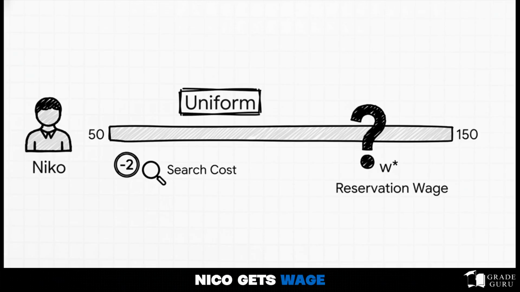So Nico gets wage offers that are spread out evenly between 50 and 150. Every time he looks for a new offer, it costs him $2. What we need to find is his reservation wage. That's the magic number where he's perfectly indifferent between taking the offer he has and searching just one more time.